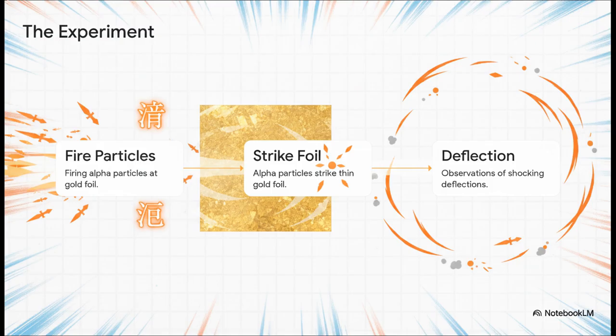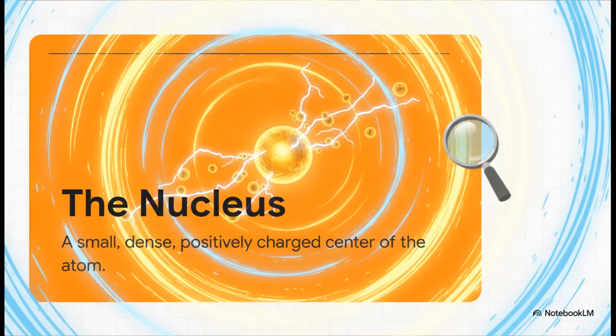Now, everyone expected these heavy particles to just tear straight through, like a bullet through tissue paper. And yeah, most of them did. But Step 3 is the shocking deflection that literally changed physics forever. Now, what's absolutely wild here is that some of those particles actually bounced straight back. And these incredible deflections proved one massive thing: the existence of the nucleus.